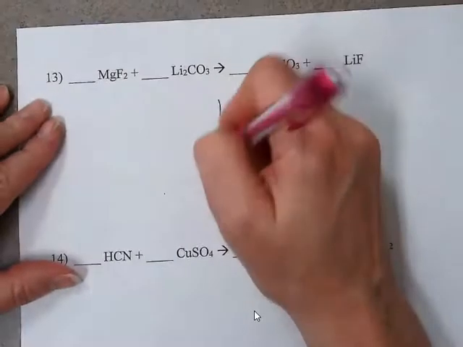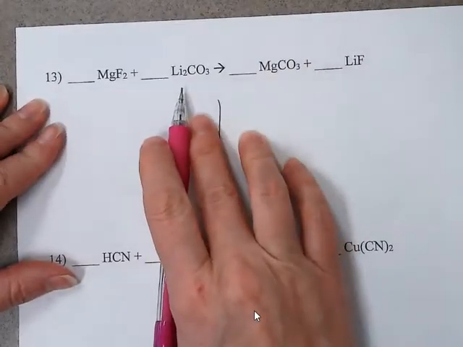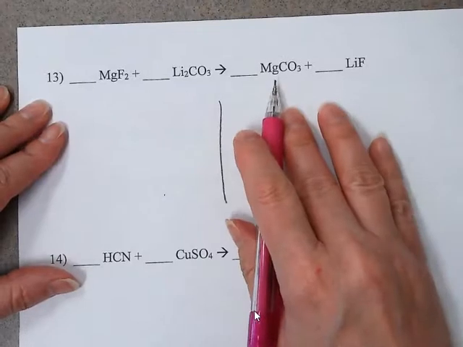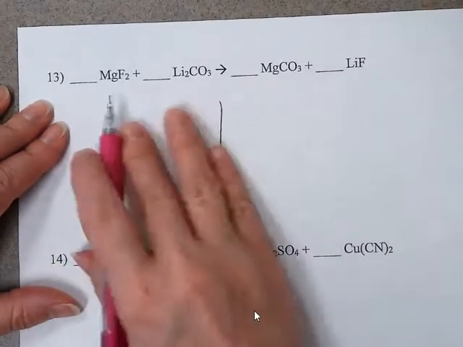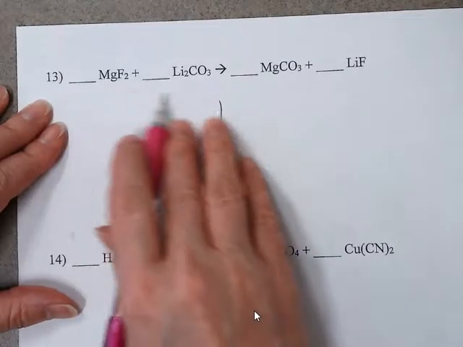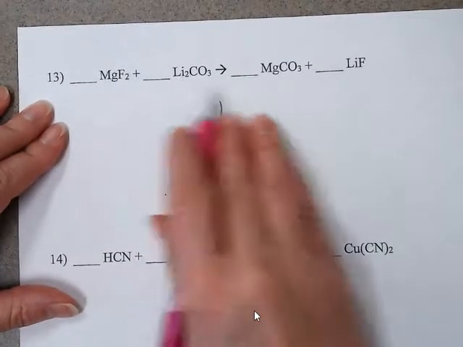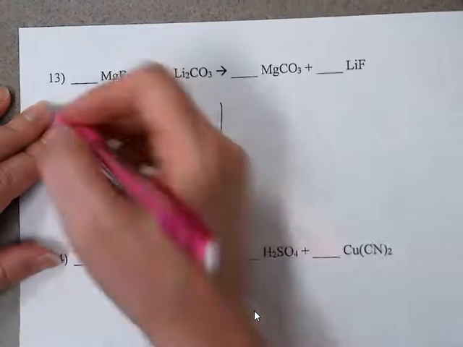Okay, so we have magnesium fluoride reacting with lithium carbonate to produce magnesium carbonate and lithium fluoride. This is an example of a double displacement where magnesium and lithium swap places. See that? Magnesium takes the place of lithium and lithium takes the place of magnesium.